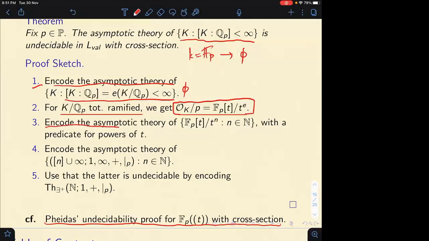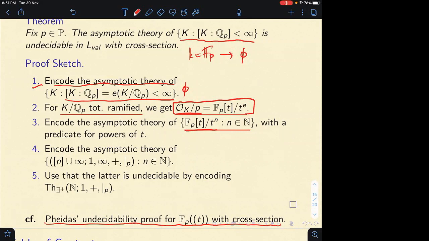So in step 3, this calculation essentially allows you to encode the asymptotic theory of all those truncated polynomial rings together with a predicate for powers of t. There is a subtle point here. You want to say that essentially the asymptotic theory of all these truncated polynomial rings is the asymptotic theory of the valuation rings modulo p.